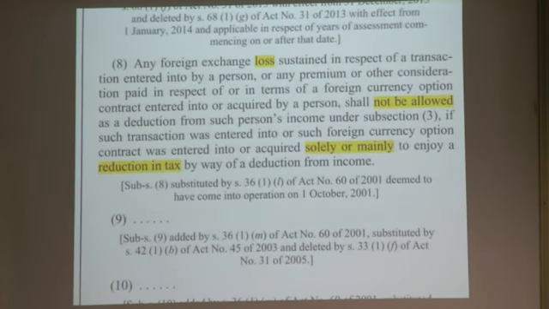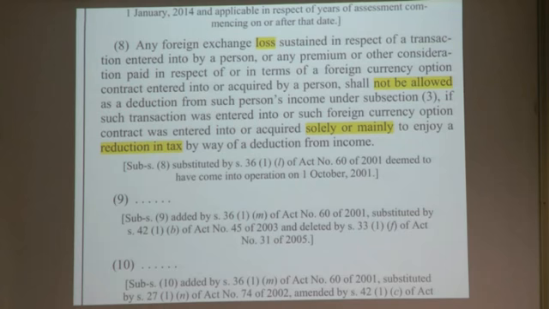Sub 8 on the right-hand side. This is something that I think is easy to pick up in a test. If I ever use the words that you did something solely or mainly to enjoy a reduction in tax, you know SARS won't like that. Okay? You have to have a business purpose effectively to do something. If you do it just for tax, then they're going to prohibit it.